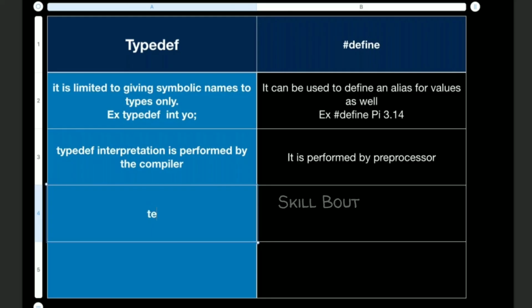The termination part, guys: typedef is terminated by the semicolon, right? It is exactly treated as one statement. Whereas #define, do you terminate it by the semicolon? No, you will not terminate it by the semicolon. So I'll write it as termination: typedef with the semicolon, and this one you will not use any semicolon. This is very important.